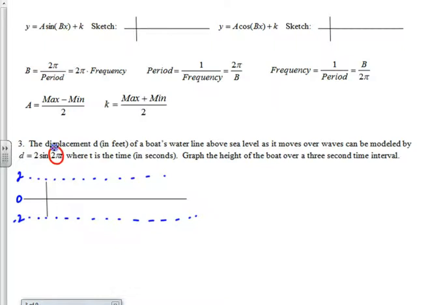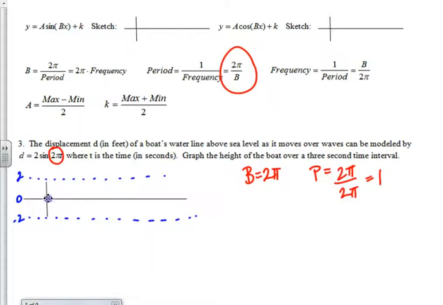The other thing I notice in my formula is inside the sine is 2 pi t. What that tells me is 2 pi is the B value. Since I want to actually graph it this time, I don't care about B, I care about the length of the period. So the period, if I look at this formula, is 2 pi divided by my B value. Well, cool, 2 pi divided by pi is 1.